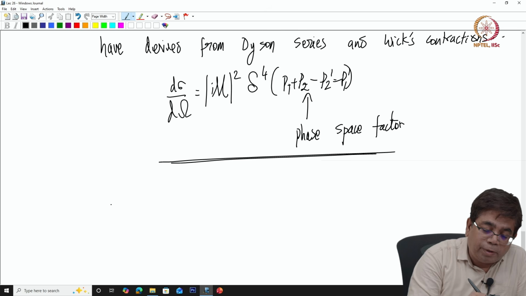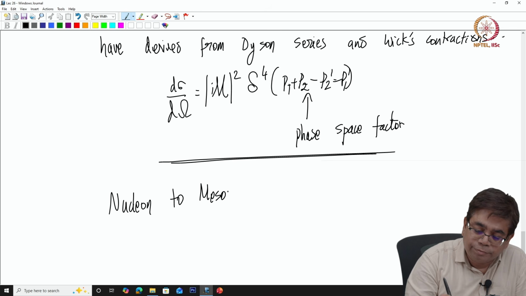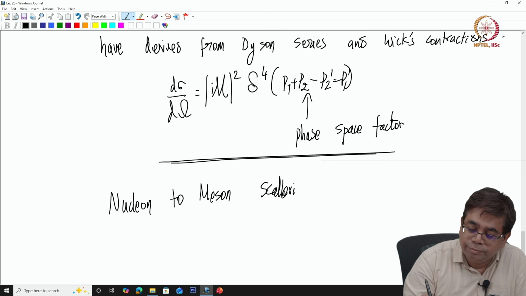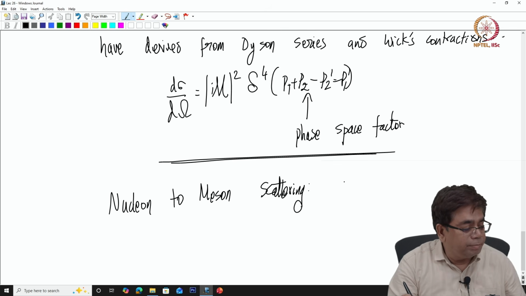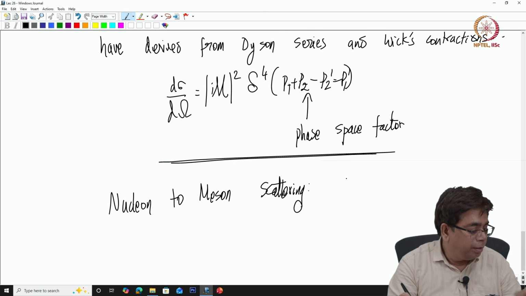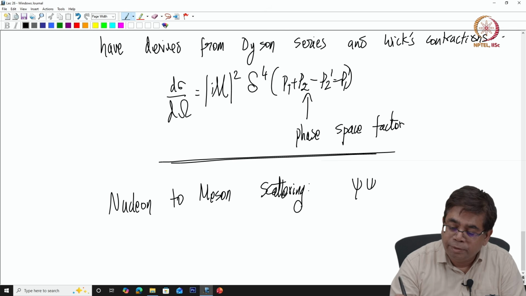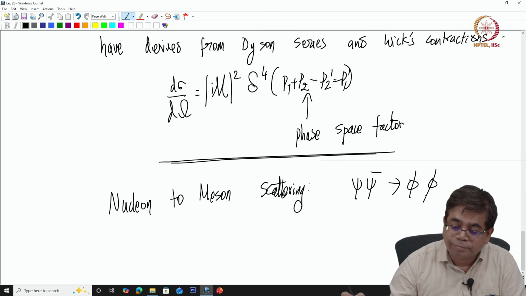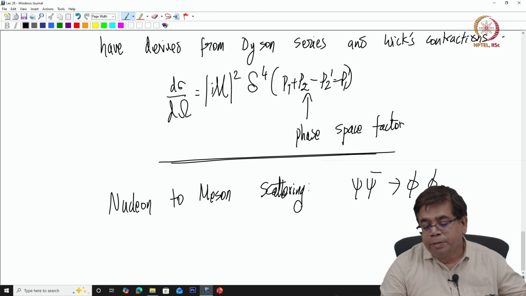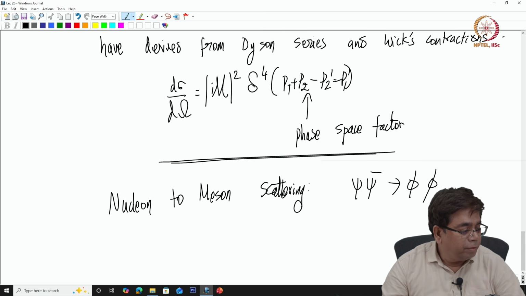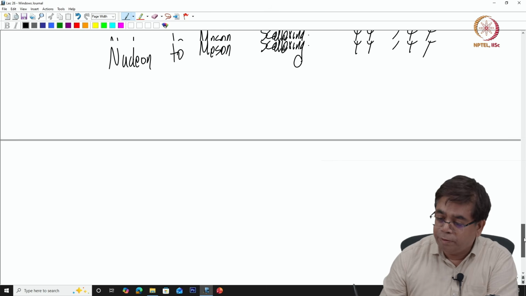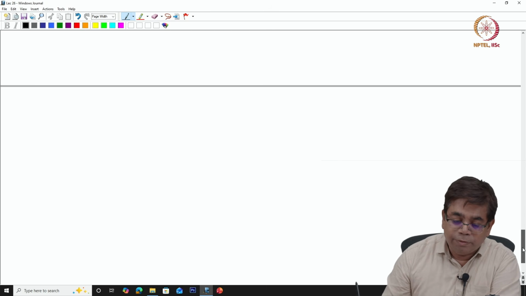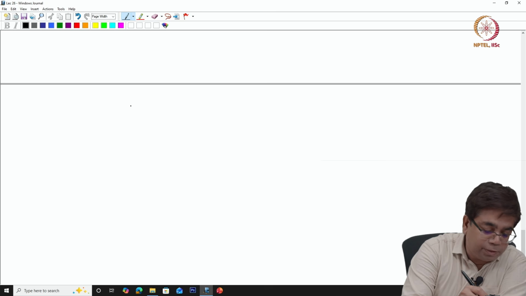Now, you can also think of a process like nucleon to meson. What I mean by that is you have something like psi psi bar going to phi phi. Now, this will give me a bunch of diagrams. So, let us draw the diagrams directly. You can think of an S channel process something like this.